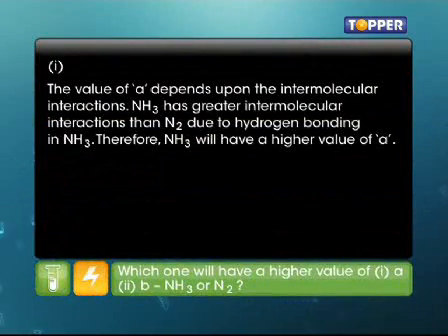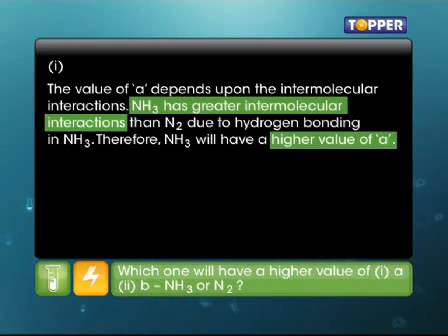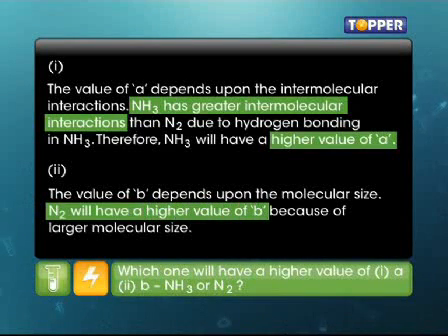That's easy. a depends upon intermolecular interactions, which are more in ammonia. Therefore, ammonia will have a higher value of a. The value of b depends on molecular sizes. The larger the size, the greater the value of b. Therefore, nitrogen will have a higher value of b.